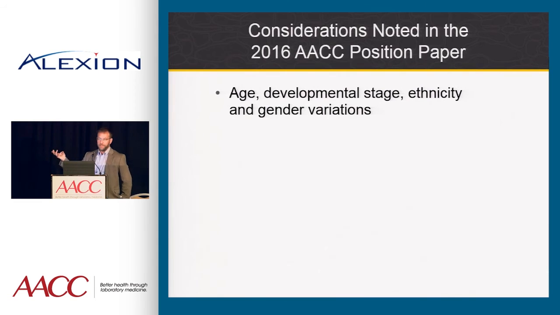So in the position paper, things that are important to understand: the age, developmental stage. Khosrow's gone through a lot of these things. Ethnicity, gender variations. All of those things need to be part of it. We just can't have a small group of homogeneous individuals in that database. The availability of those specimens for us to do these studies.